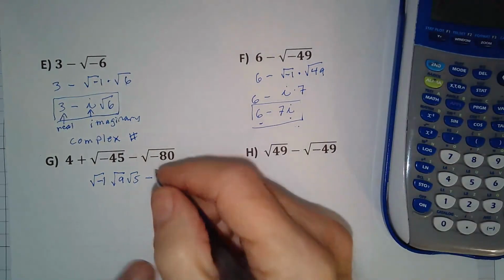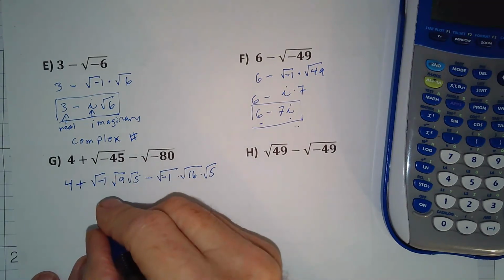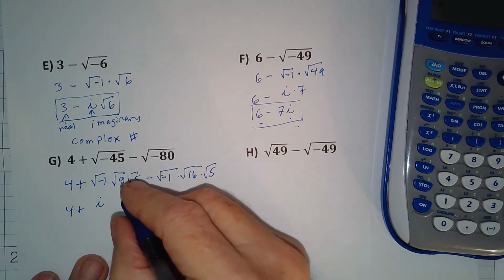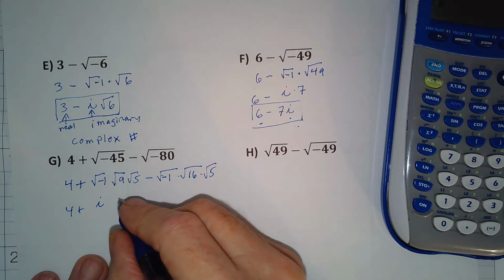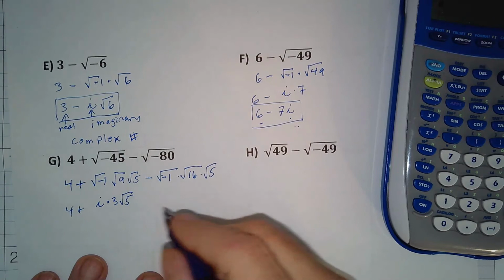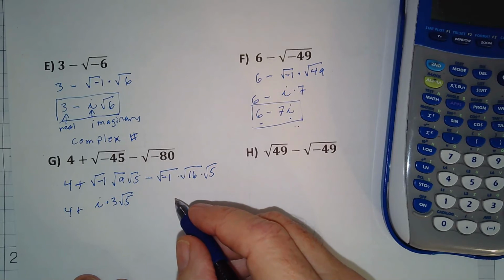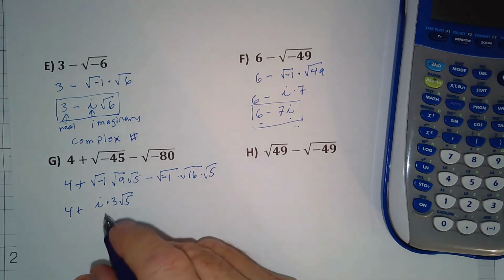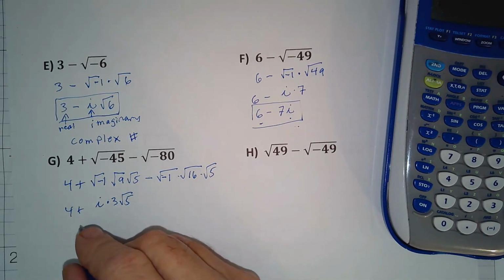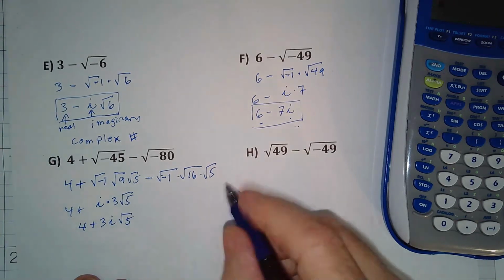All right. And then we have the 4 plus out here, okay? So square root of negative 1 is i. So 4 plus i. Square root of 9 is 3, so times 3. And then the square root of 5 comes along for the ride. Looks like we want to reverse the i and the 3. So we would write this as 4 plus 3i square root of 5. So that part's taken care of.